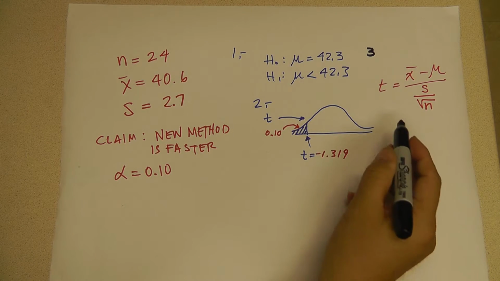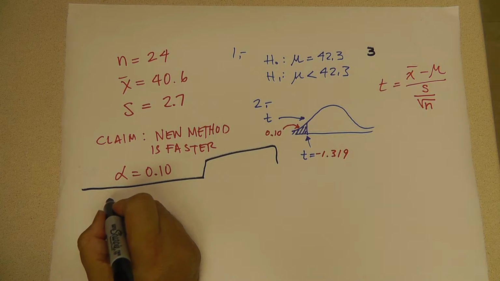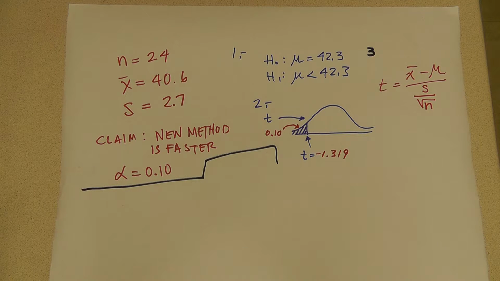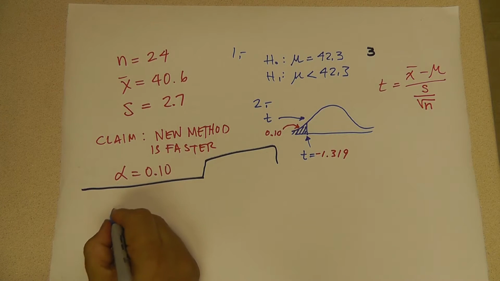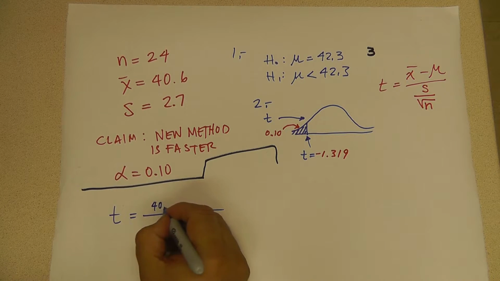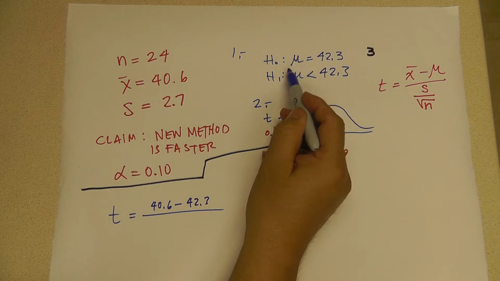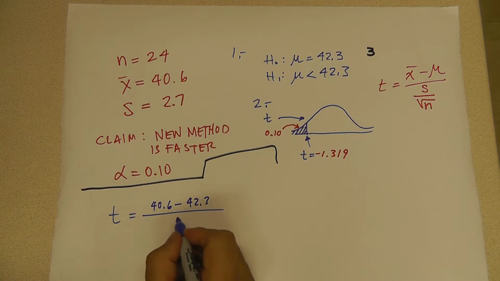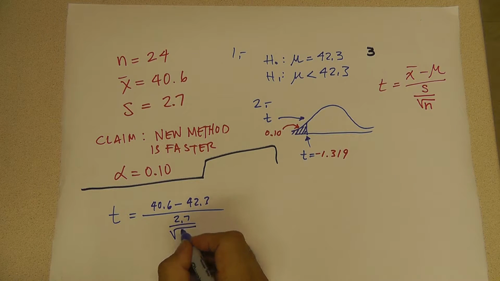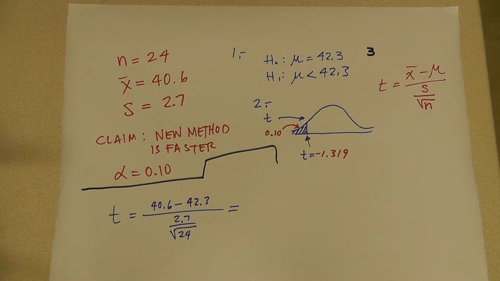All right, so I'm going to find where the sample is. I'm going to continue with step number 3 here. t is equal to x bar minus mu, so it will be 40.6 minus the mu, 42.3, and then you divide that by s, 2.7, divided by the square root of n, which is the square root of 24, and this value will be a negative value, and this tells us where the sample is.